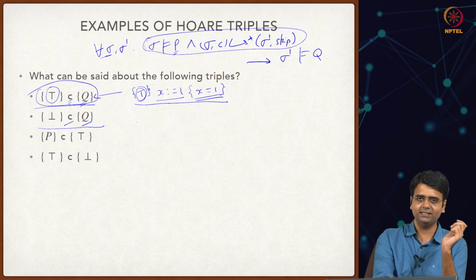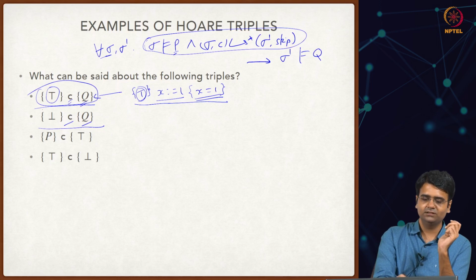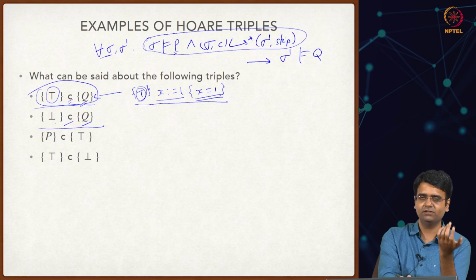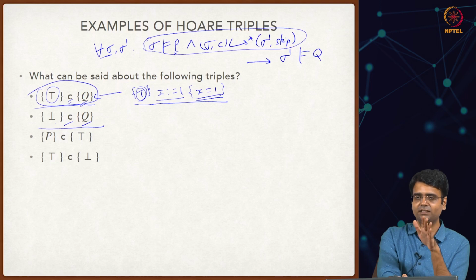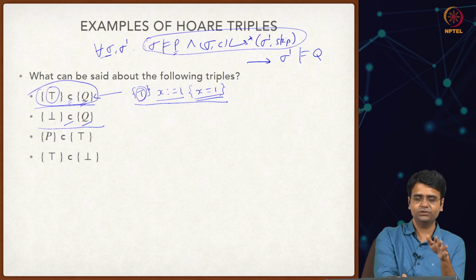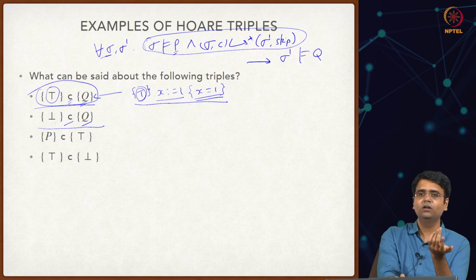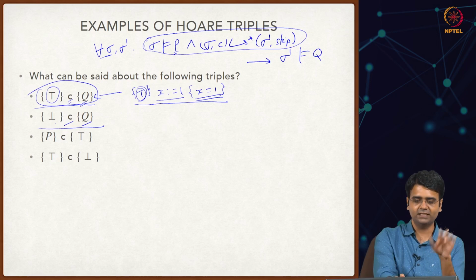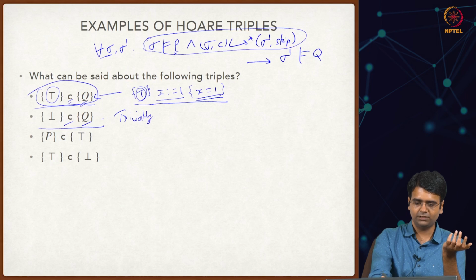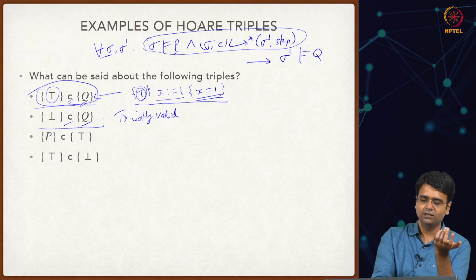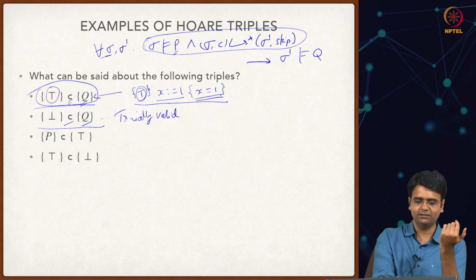No matter what C is and no matter what Q is, this Hoare triple is always valid because the precondition itself is false. Essentially this is simply saying that if you start in a state where the valuation of the program variables satisfies false, then if you execute C, you will always end up in a state which satisfies Q. But there is no state where the valuation of the variables satisfies false. That is why this particular Hoare triple is trivially true, or trivially valid. So for all C and all Q, this Hoare triple is valid.